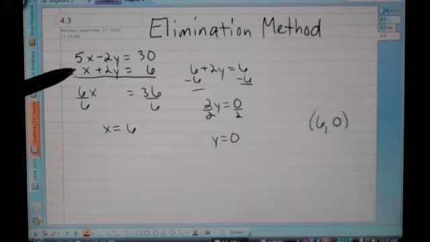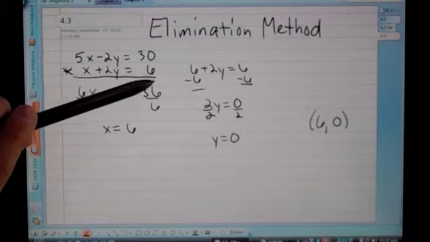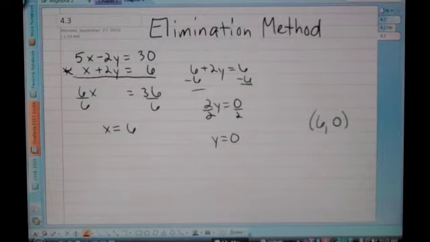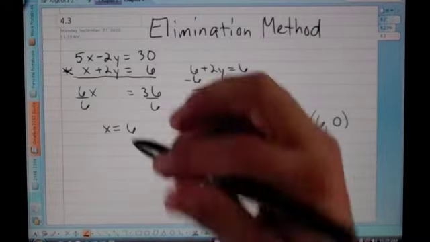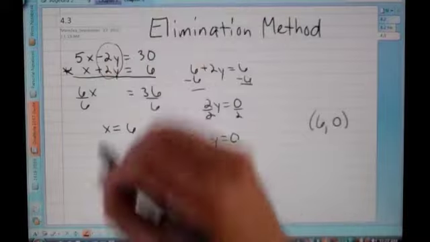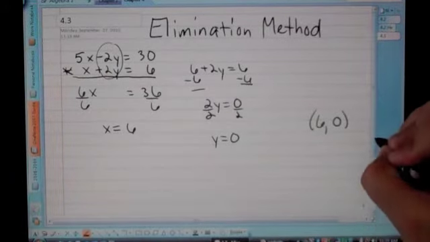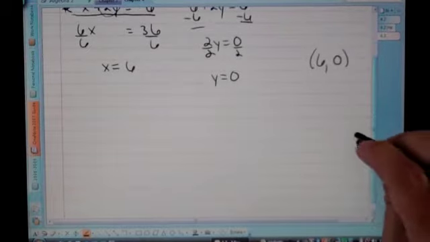Let's see if that makes sense. If I plug a 0 in for y here, I get 6 plus 0 equals 6. If I plug a 0 into y here, I get 5 times 6, which is 30, plus 0 is 30. So there you go. The main thing is right here, that you have the same coefficient, one positive, one negative. So let's do another problem.